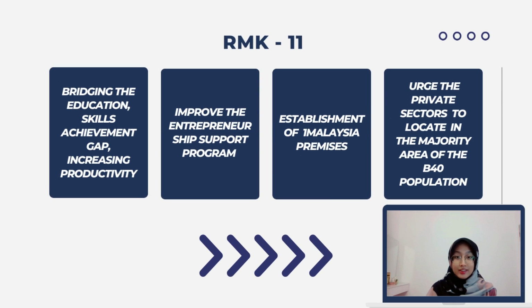During the 11 Malaysia Plan, the government aims to bridge income inequality and increase income for the low-income group. The government targets the average income of B40 households to increase from about 2,500 ringgit per month in 2014 to more than 5,000 ringgit per month in 2020. Hence, the government takes intensive efforts such as bridging the education and skill achievement gap, as well as increasing productivity. The entrepreneurship support program will be improved for those who are interested in doing business, especially for micro and small enterprises.